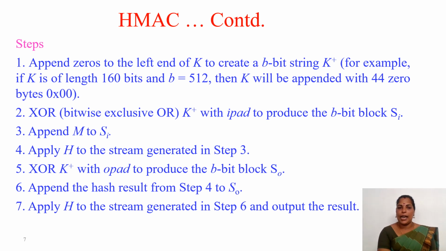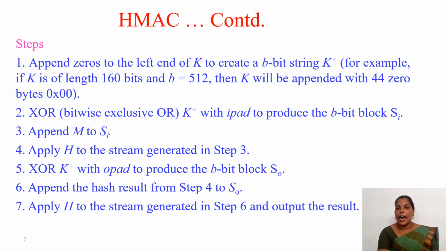Then we perform the bitwise exclusive OR operation, that is K plus with ipad. XORing K plus with ipad produces the b-bit block Si. Then we append message M to Si. That message is split into different blocks of size b bits.